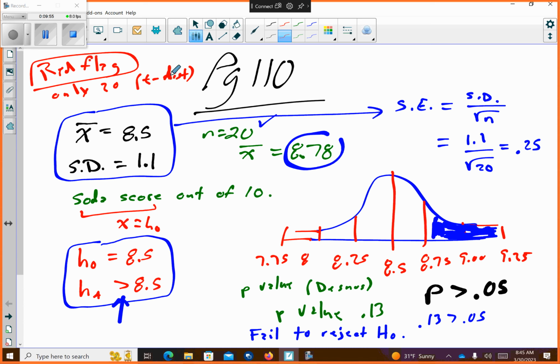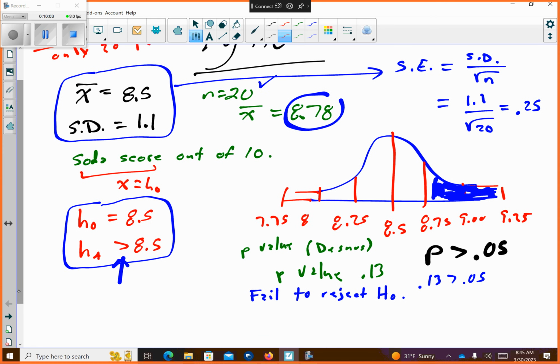I have a question though. This could be a what type of error? Which type of error, type one or type two? If we fail to reject it, I just have to go back and look at it. So when we fail to reject the null that's really false, it's called a type one error. That's when I fail to reject, meaning I have evidence for the hypothesis. So fail to reject this when H naught is false.